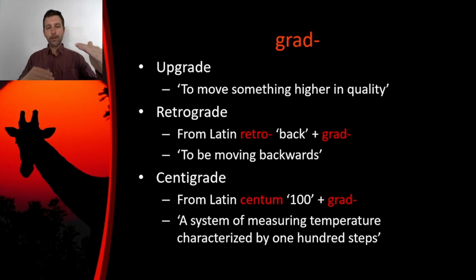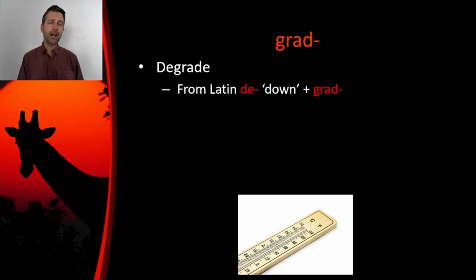So there's 100 degrees between those two steps, which is why it was named centigrade, because there are exactly 100 steps between these two important points on the spectrum, all right? Let's put some other prefixes on. How about to degrade? What happens if you degrade something?